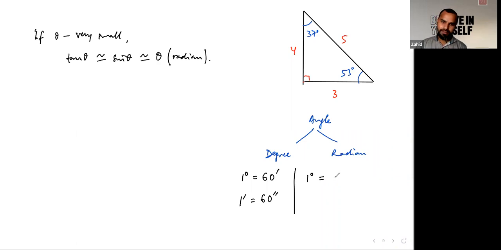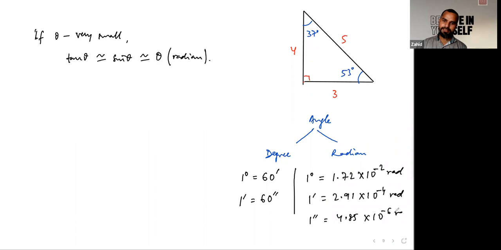1 degree is equal to 1.72 into 10 to the power minus 2 radian. 1 minute is equal to 2.91 into 10 to the power minus 4 radian. And 1 second is equal to 4.85 into 10 to the power minus 6 radian.